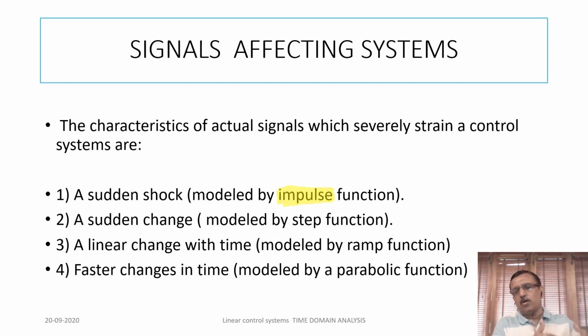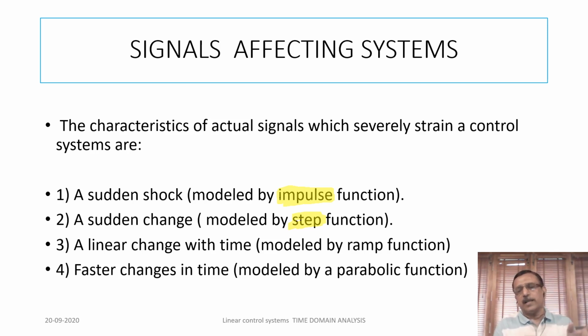So when it is off, the flame is 0. When you switch on, the flame is 100%. That kind of change is called a step function. And maybe you may be applying a change slowly, where the input changes with time. There could be a linear change with time. That is modeled by the ramp function.